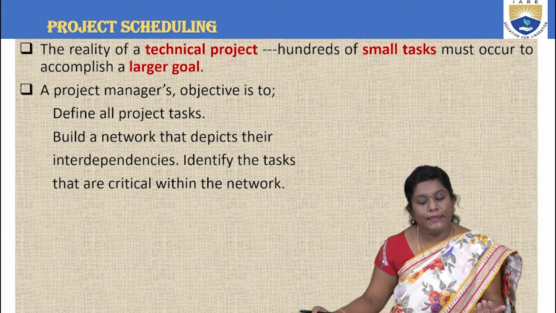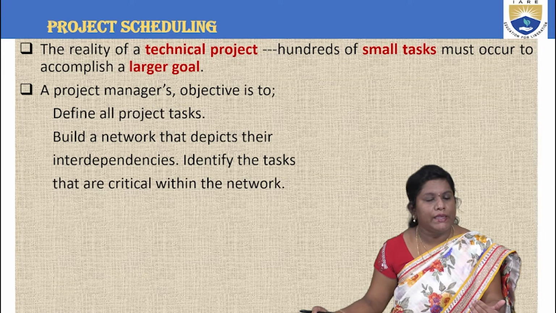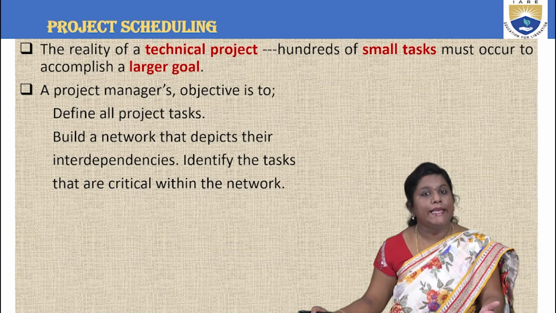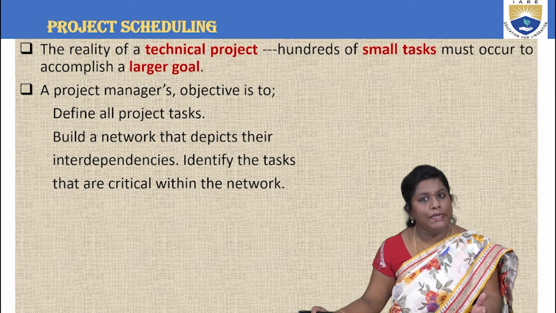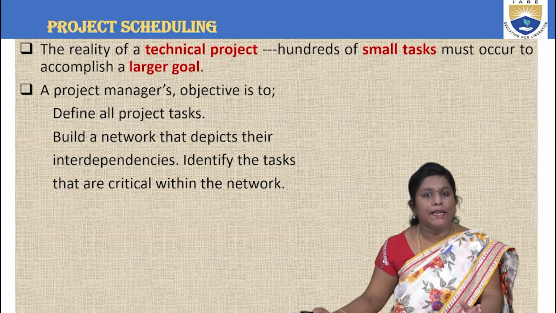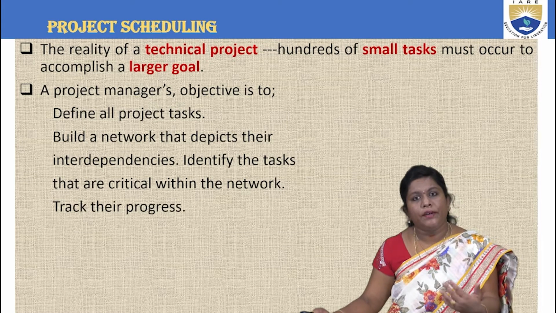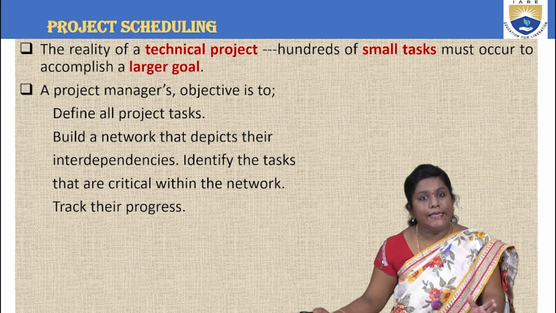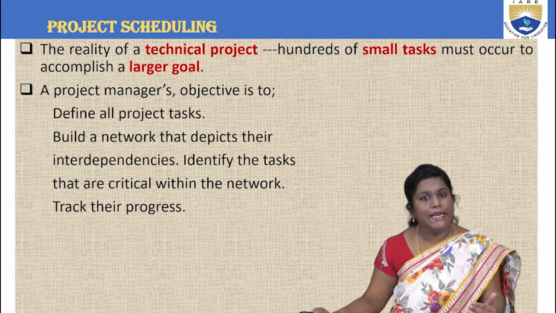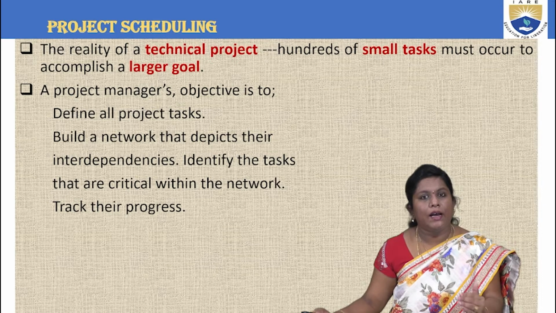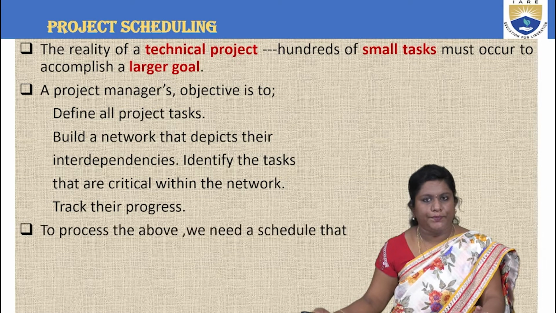Next, identify the tasks that are critical within the network. So initially he will have to define the tasks, then he has to form a network or build a network, then he has to focus on the critical things that are happening within a network or arise during the process. So the next thing is, once he has defined all these things, he is supposed to track the progress of the work that has been done up till that particular point.